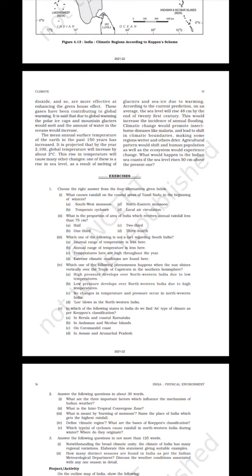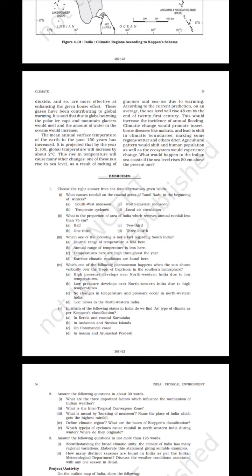The mean annual surface temperature of the earth in the past 150 years has increased. It is projected that by the year 2100, global temperature will increase by about 2 degrees Celsius. This rise in temperature will cause many other changes. One of these is a rise in sea level as a result of melting of glaciers and sea ice due to warming. According to the current prediction, on an average, the sea level will rise 48 centimeters by the end of 21st century. This would increase the incidence of annual flooding.